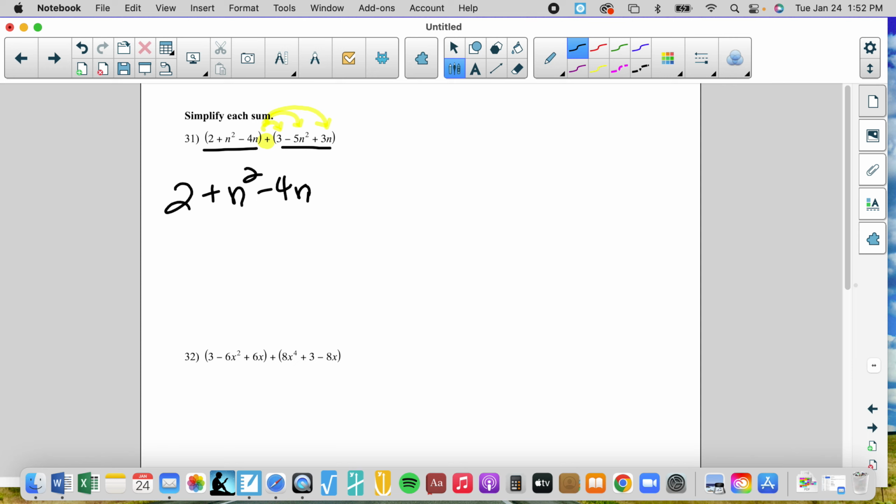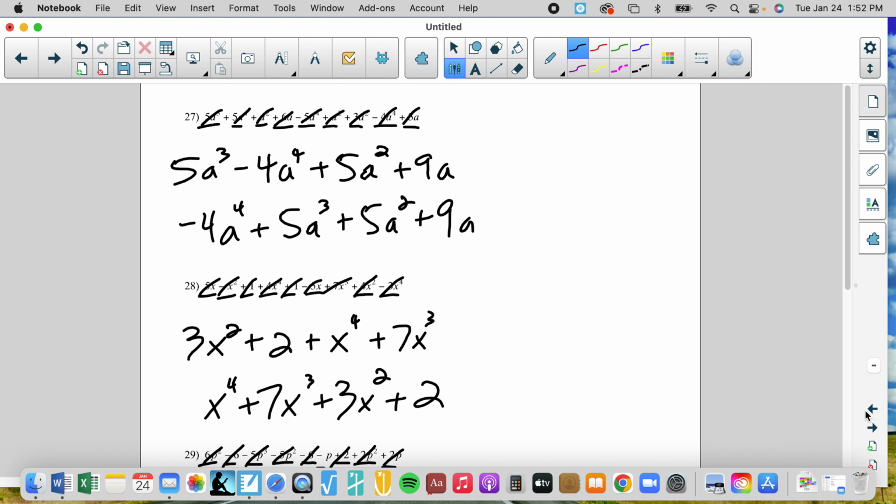And then I distribute that. Positive 1 times 3 is positive 3. Positive 1 times negative 5n squared is negative 5n squared. And positive 1 times 3n is 3n. And now I'm back to this problem. It looks identical to this problem.